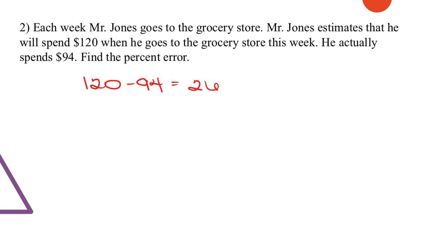I need to set up a proportion. I need a part and a whole. I got a part. I got a 26. The whole is 120. No, it's not. I believe it's 94. Why is it 94? You were disagreeing with Micah. Because it is what he actually spent. Come on, Micah.